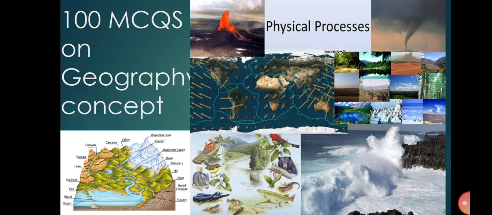Question number 92. Consider the following statement. Wind moves from high pressure areas to low pressure areas. Due to gravity, the air at the surface is denser and hence has higher pressure.